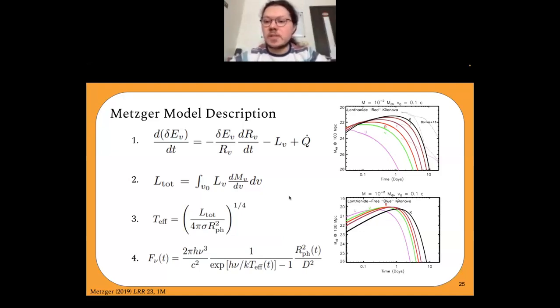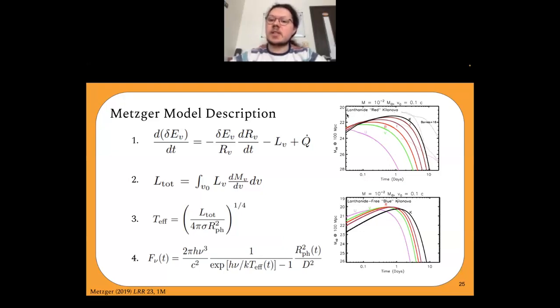On the right-hand side, we can see examples of the light curves for some representative bands, which are similar to what we are looking at. On the y-axis, we have AB magnitudes at 100 megaparsecs as a function of time in days. And on the top, we're looking at a lanthanide-rich, quote-unquote, red kilonova.